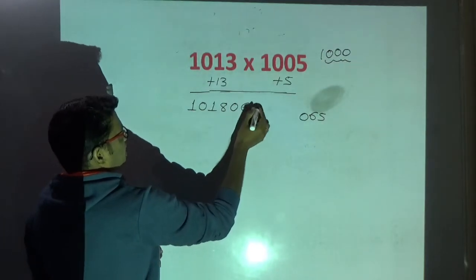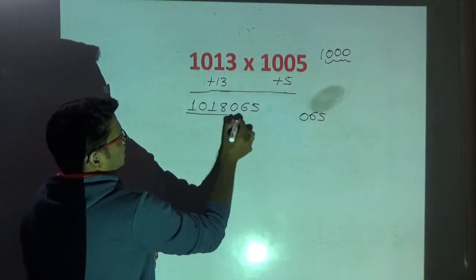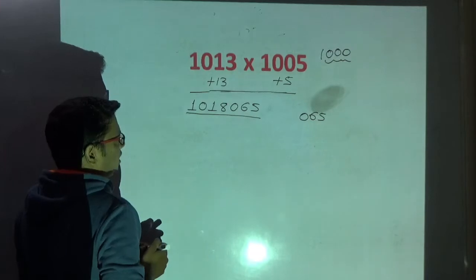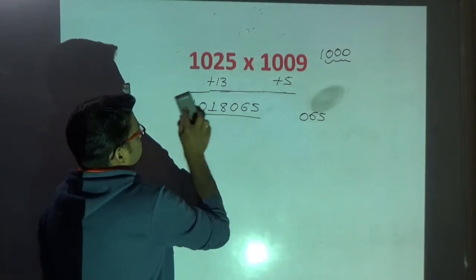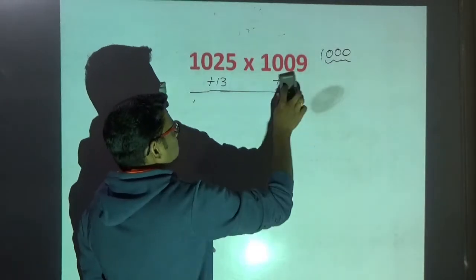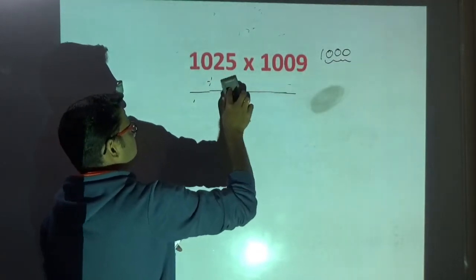The answer for this example is 1018065. Okay, I'll go for one more example now. So I am multiplying 1025 and 1009. The base is the same, that is 1000.